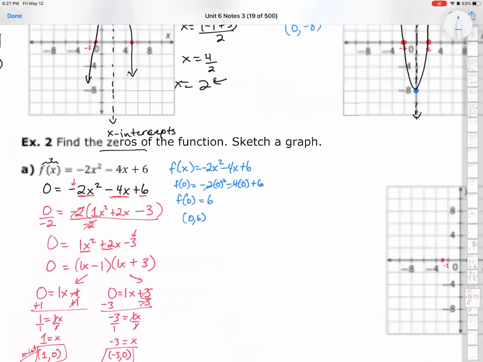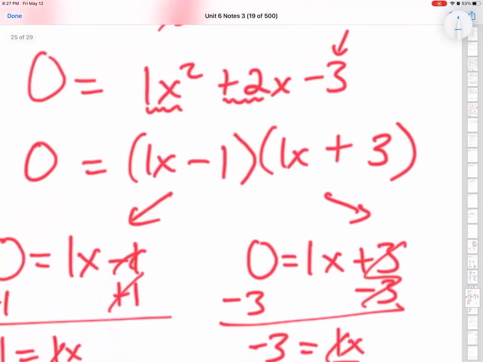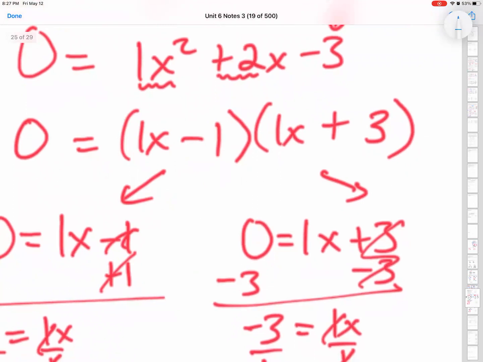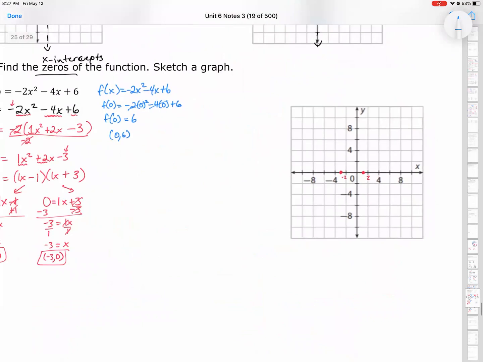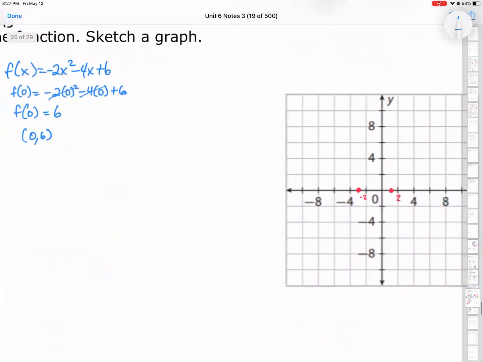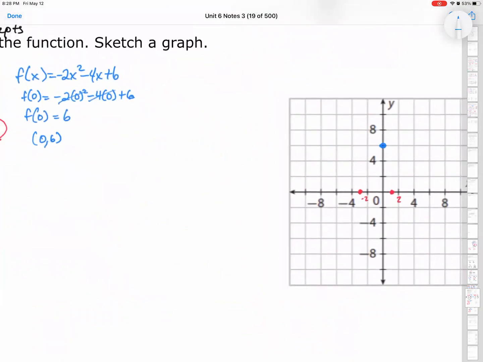Now, if we tried with intercept form, you'd actually have to plug it in and do the math then. But this one was nice and easy. So we have 0, 6 as our y-intercept.